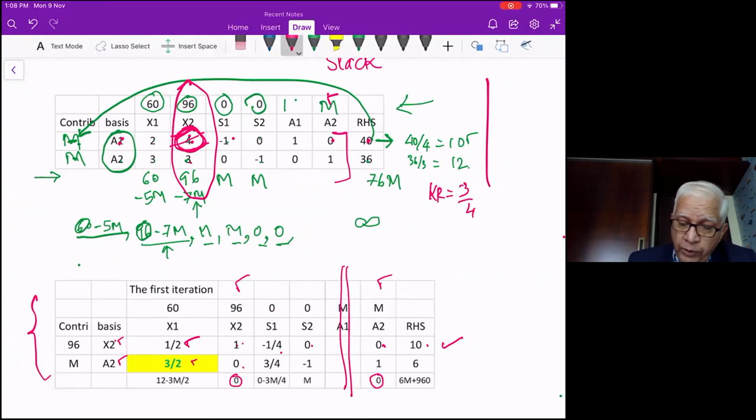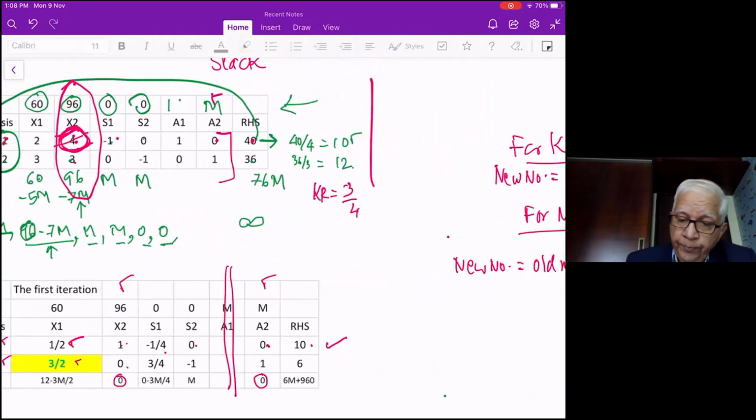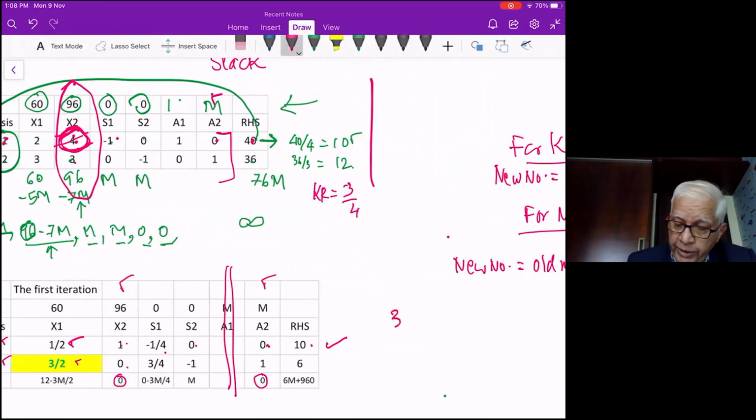So new number is equal to old number. What is the old number? Old number is 3, minus corresponding number in the key row, which is 2. The second term is multiplied by key ratio. What is the key ratio? 3 by 4. So 3 minus 2 into 3 by 4. That is 6 by 4. So 3 minus 6 by 4 is 3 by 2. So this is the number 3 by 2 which we have obtained.